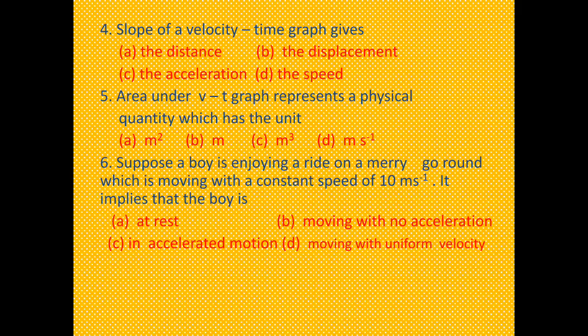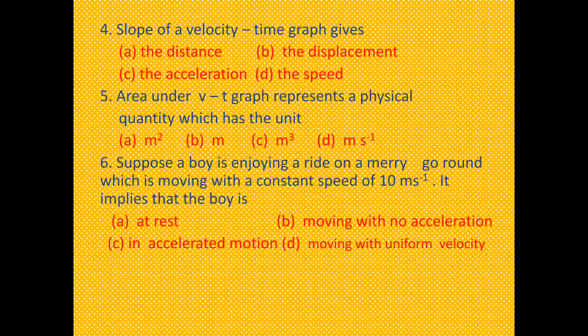Now question number 5, area under Vt graph represents a physical quantity which has the unit meter square, meter, meter cube, meter per second. Since area under Vt graph represents a physical quantity which is displacement and the unit of displacement is meter, so the correct answer is B.